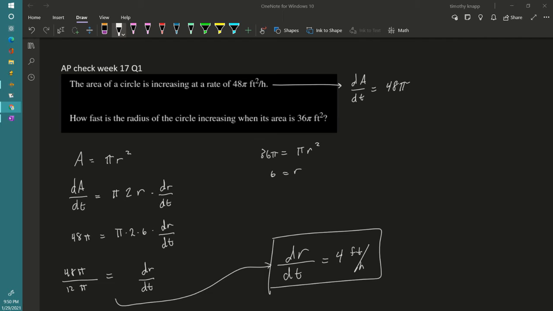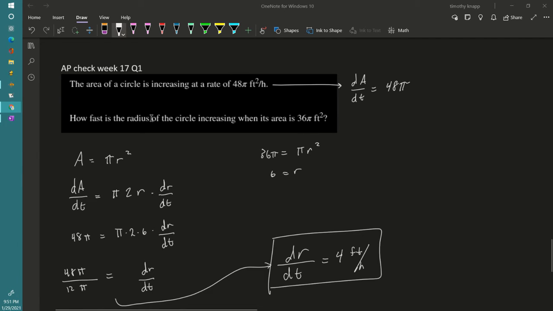So we're looking at a related rates question here. We've got an area of a circle, and they tell us that the area is increasing at this particular rate. So we know that it's based on time, so dA/dt is given as 48 pi. I didn't write too many units. I'll include them at the end.